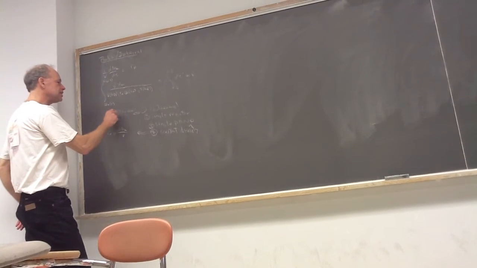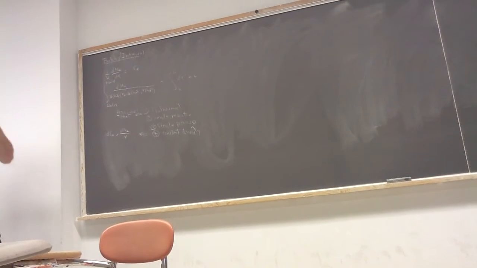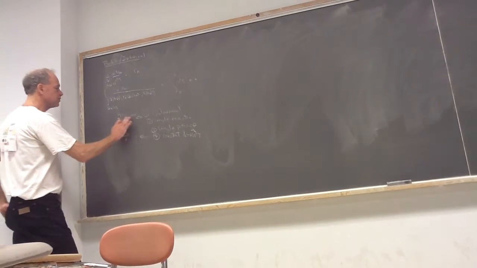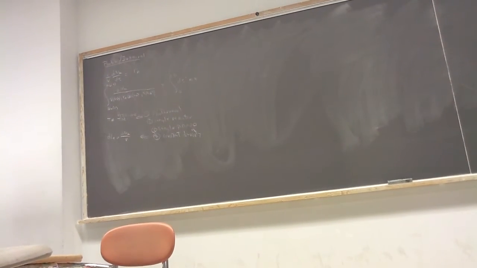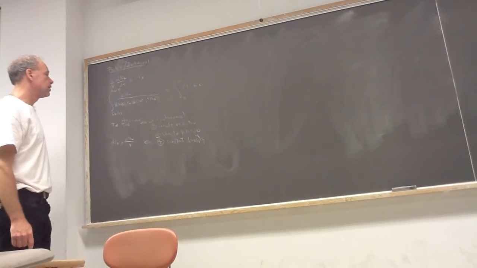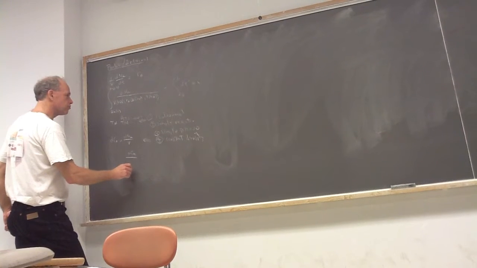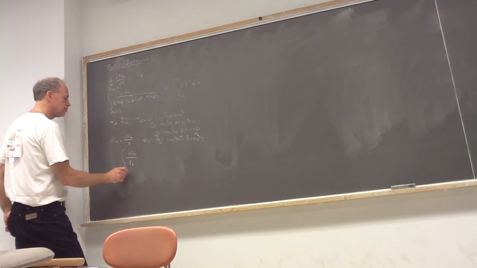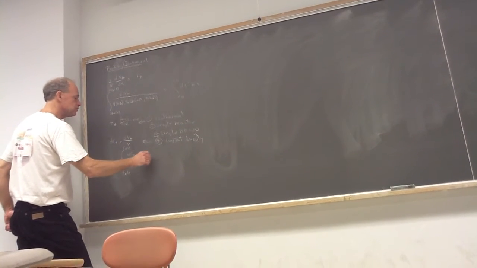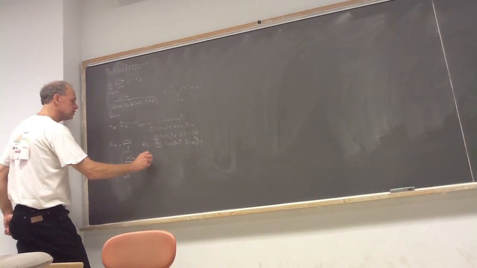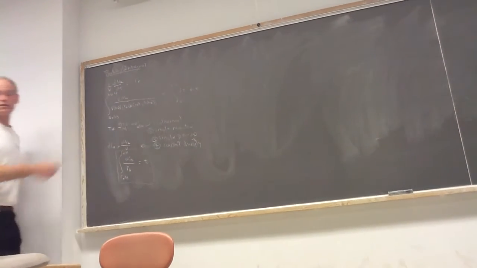Isothermal means T of NA is just T. Or if you like, why don't I write it this way? T is not a function of NA, just fixed. Okay, so under these assumptions, I have the integral of dCA over RA from CA of 0 to CA of T is equal to T. And that's the equation for the integral method of analysis under these assumptions.